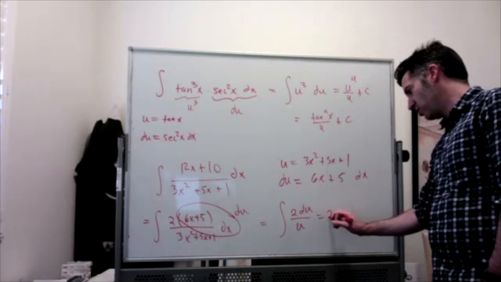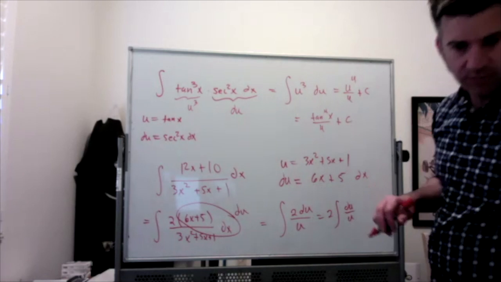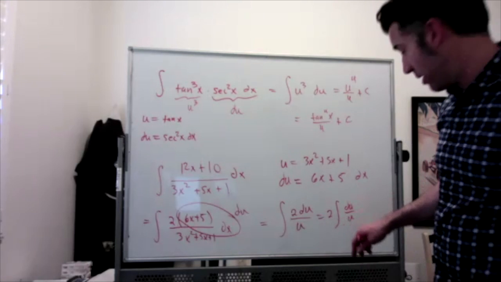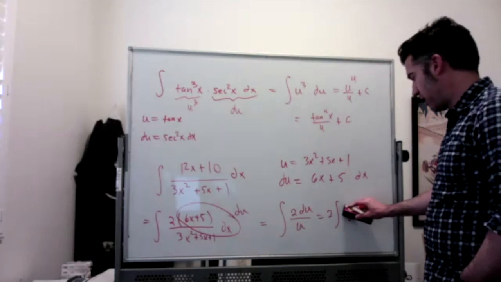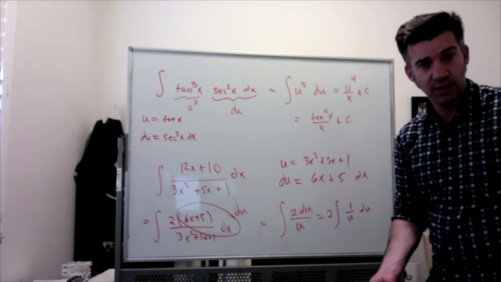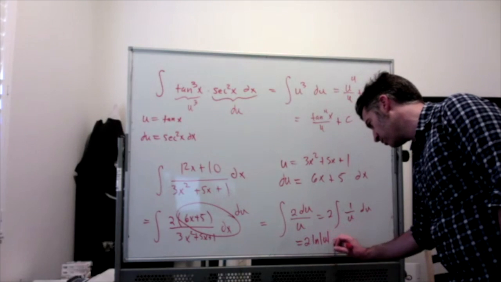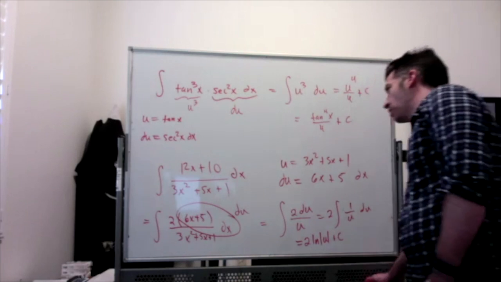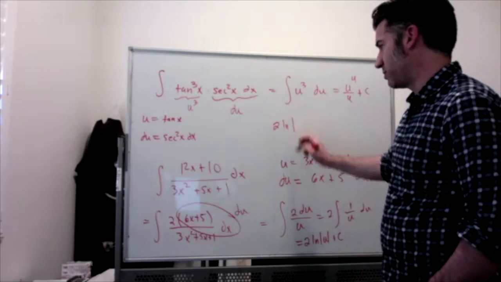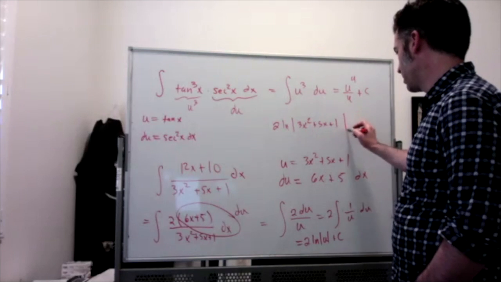I like to factor out the 2. What's the integral of du over u? Well, a lot of people don't like writing it that way. A lot of people prefer we write it as 1 over u times du. It's the same thing. The integral of 1 over u is the natural log of the absolute value of u. So our final answer here is 2 times the natural log of the absolute value of 3x squared plus 5x plus 1, plus c.